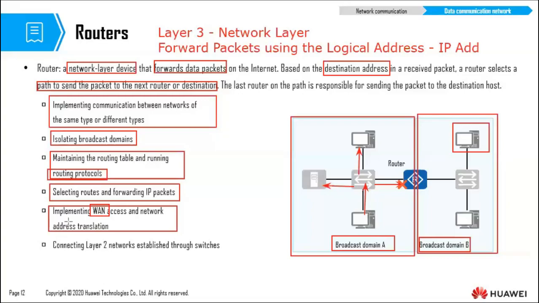So you're going to learn that within the internal private network, we use what we call private IP addresses. But when packets go to the external public network, they have to use a public IP address. So normally the router will do the mapping between private and public IP addresses. That is what we call network address translation.